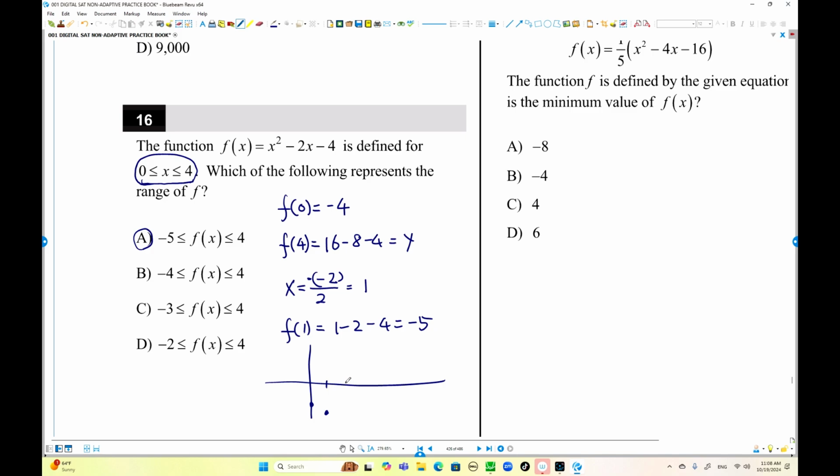The next one is over here, 1, 2, 3, 4 over here. That is 4. Okay, the graph looks like this. That is the minimum, okay? So negative 5 to 4 is the answer.